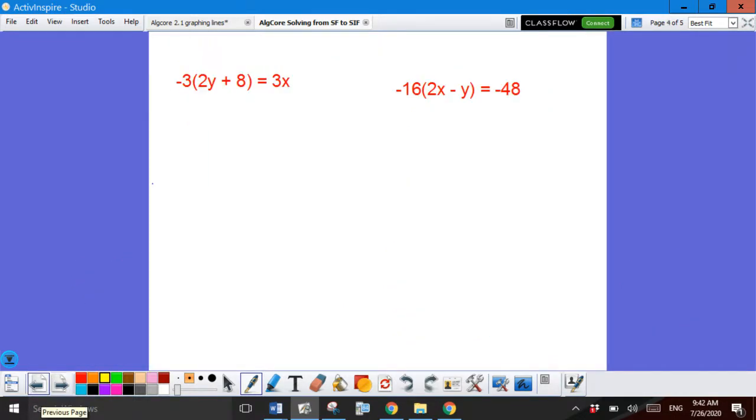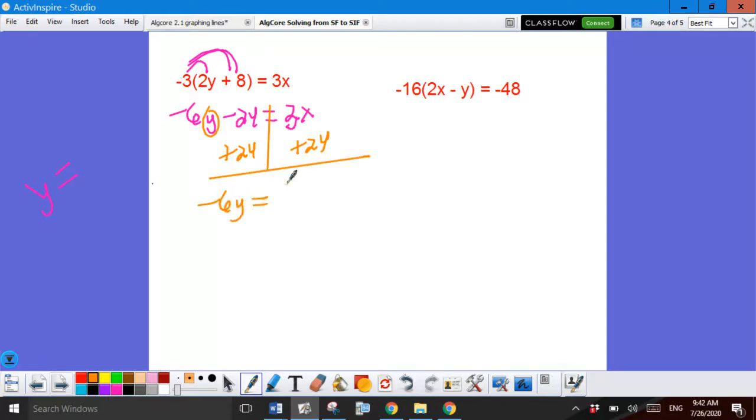Okay, let's solve these for y. So obviously we see distribution. So I need to distribute. So I'm going to distribute. -6y, -24, that's equal to a 3x. Now remember, I need y equals, so that means the 24 has to move and the 6 has to move. So I'm going to add the 24 and I have negative 6y equals 3x plus 24.